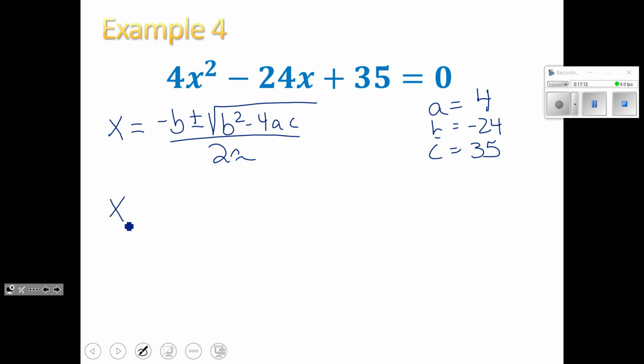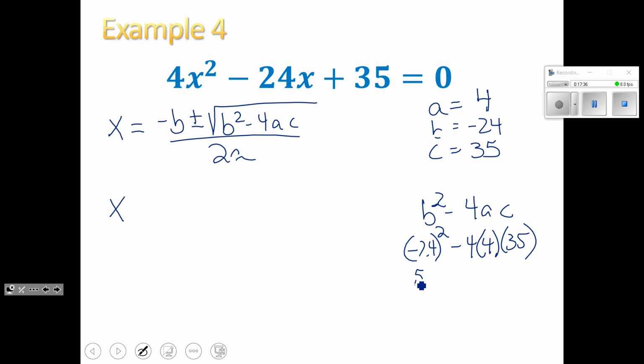So, let's do our discriminant first. B squared minus 4ac. So negative 24, make sure you put that in parentheses, squared minus 4 times 4 times 35. So when I put that in the calculator, negative 24 squared is 576. Minus 4 times 4 times 35 is 560. So that's going to be 16.